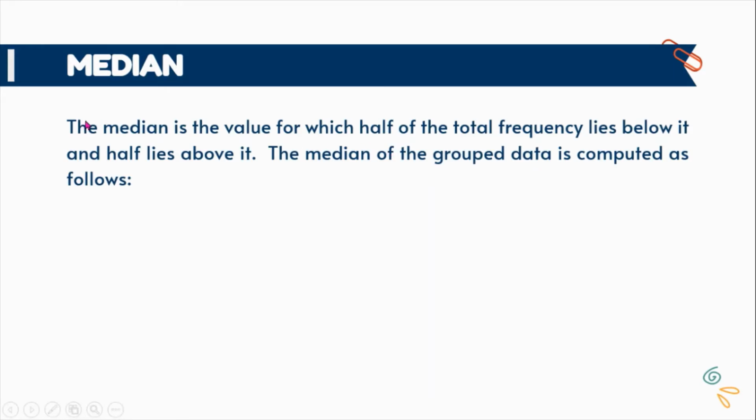So what do we mean by median? The median is the value for which half of the total frequency lies below it and half lies above it. So the median of the group data is computed as follows.